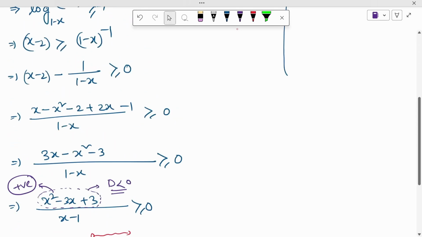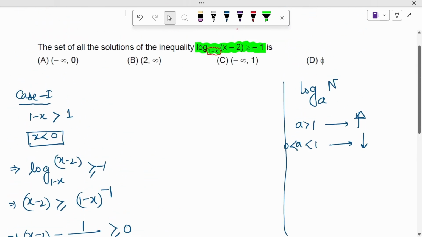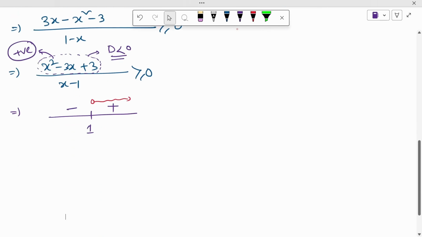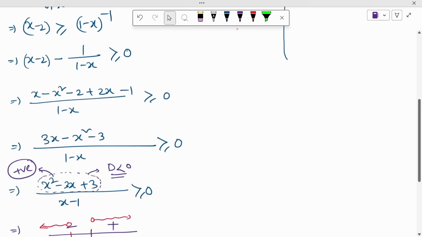But what is the initial condition that we took? The initial condition was x should be less than 0. But we got the answer as x is greater than 1, and it was supposed to be x less than 0. So there is no common part. That means in case 1, the solution is x belongs to the empty set. We have not got any value of x in case 1. Let's take the second case.